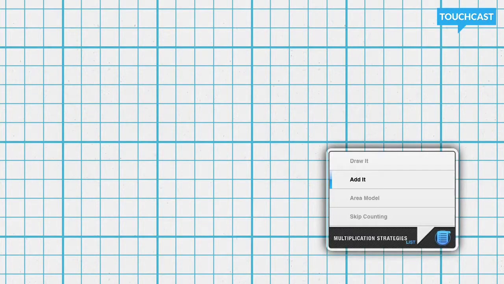Hey guys, yesterday you worked on using the draw it strategy to multiply two numbers, and today you are going to be learning how to use the add it strategy to multiply two numbers. So let's get started. Our equation here is 4 times 3, and your job is to solve this unknown for this product. And take a moment to pause.